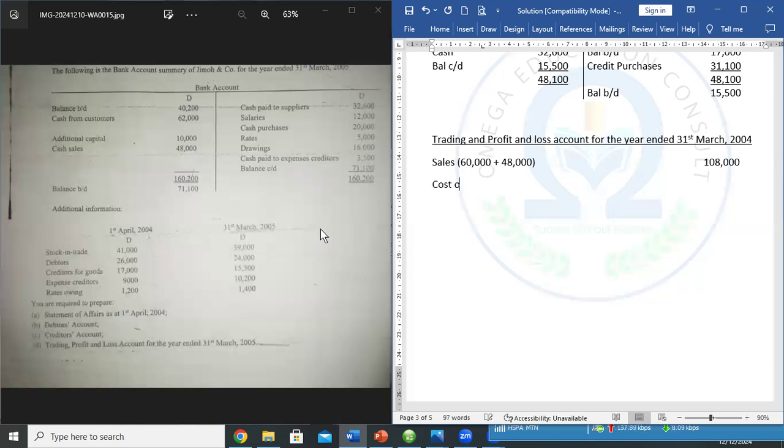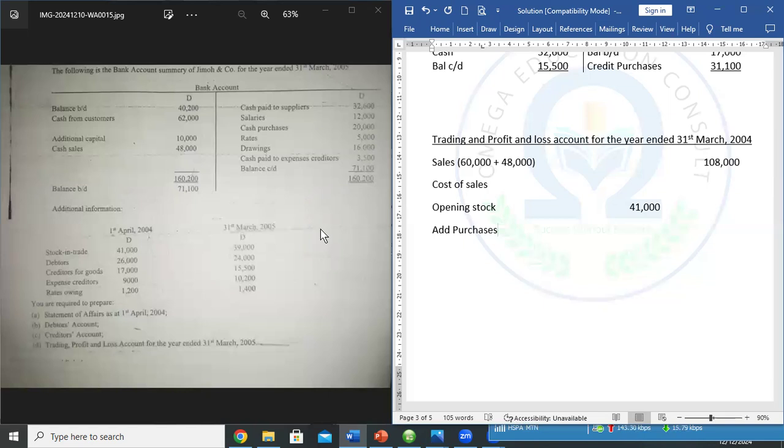Okay, great. Now, less returns inwards. This question has no returns inwards, so we move on to the cost of sales, which begins with the opening stock of goods. And our opening stock of goods, ladies, I think is 41,000. We add the purchases. For the purchases, again, you need to assess. You look for your cash purchases and your credit purchases, which is available in your creditors account. We have the luxury of that because we have prepared our creditors account, and the credit purchases was 31,100.